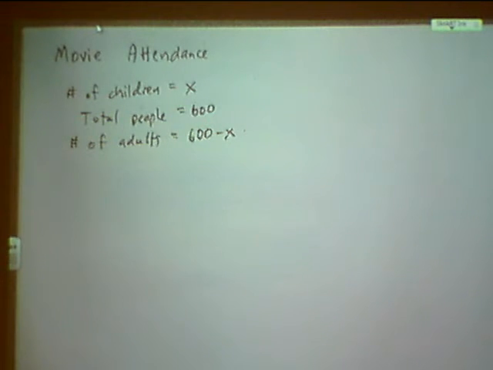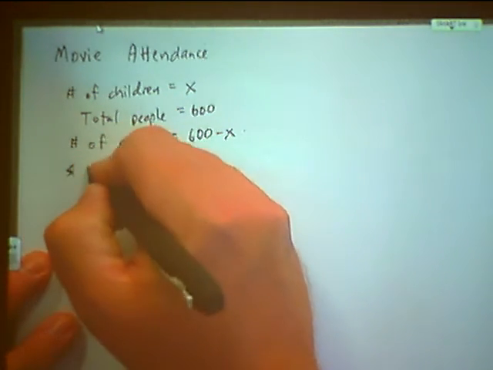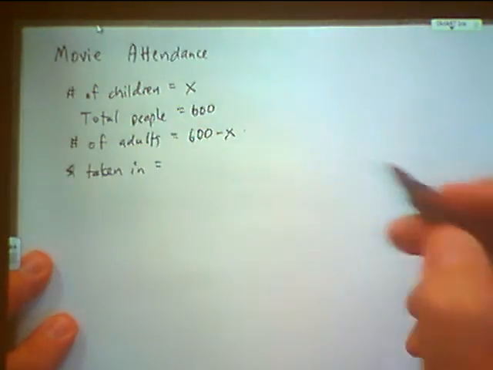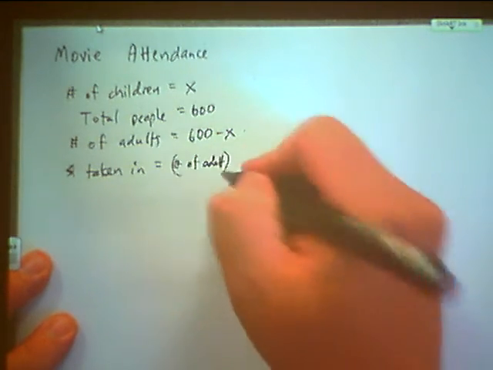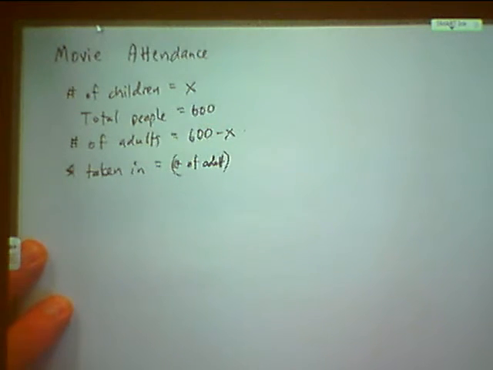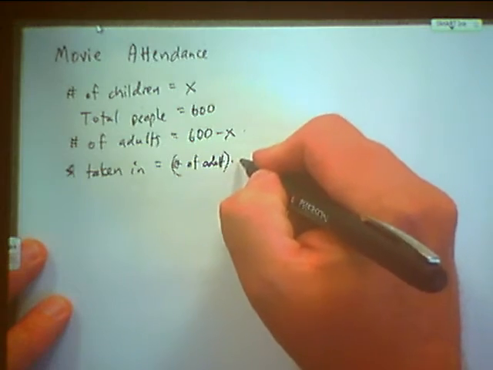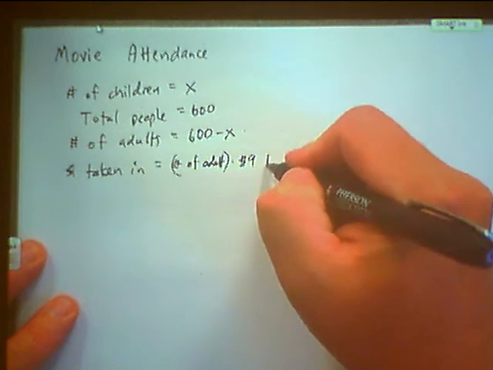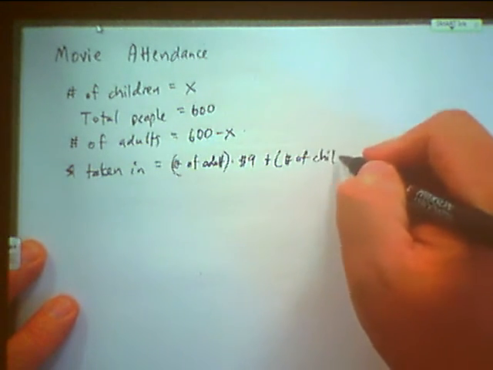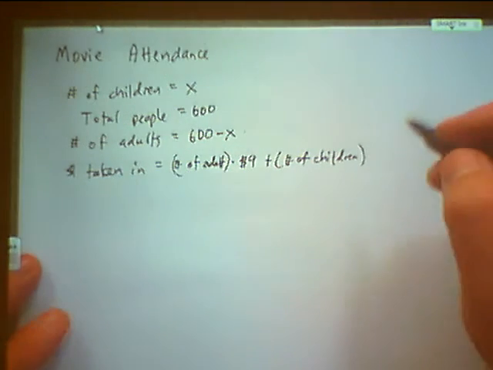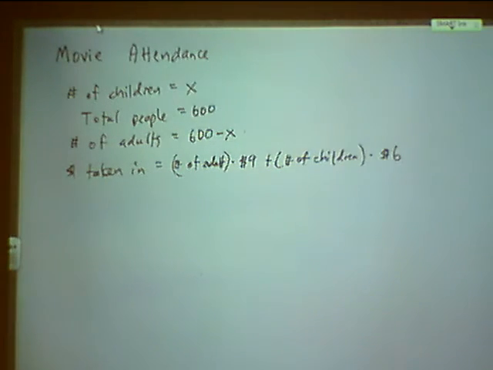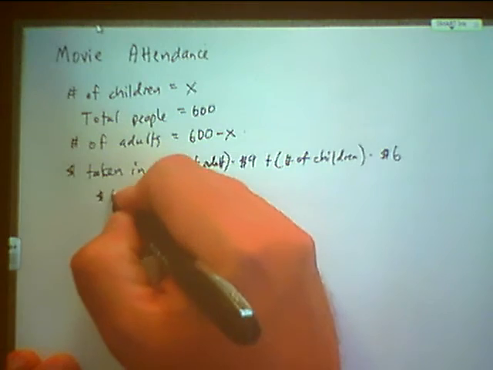Now let's take a quick look at how we calculate how much money they make from showing this movie. Well, the amount of money taken in is the number of adults that went, and how much did the adult ticket cost? It says the adult ticket cost $9. So you multiply the number of adults that went times $9, and then you add to it the number of children that went. And how much was the ticket for a child? It says $6. So you multiply it by $6, right? Now they told me how much money they took in. They told us they took in $4,800. So I can put $4,800 here.